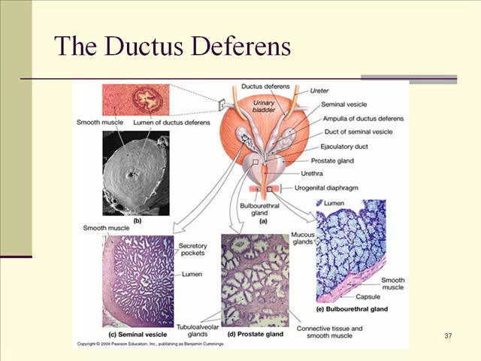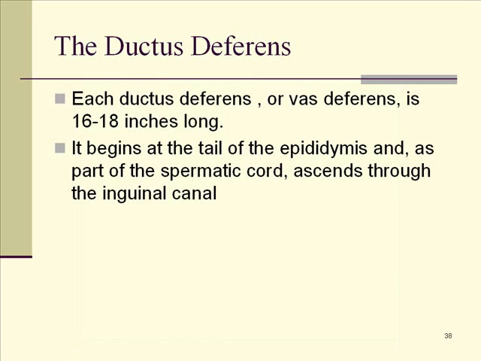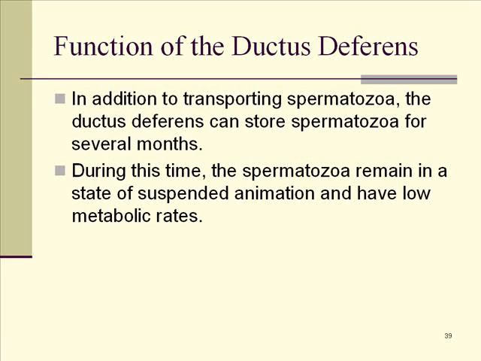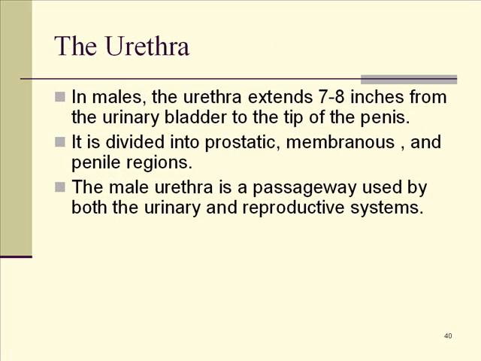procedure to work. Each ductus deferens, or vas deferens, is about 16 to 18 inches long and begins at the tail of the epididymis, then is a part of the spermatic cord, and ascends through the inguinal canal. The function of the ductus deferens, in addition to transporting spermatozoa, is that it can also store spermatozoa for several months. During this time, the spermatozoa remain in a state of suspended animation with a low metabolic rate, so their requirements are not that high, and they can be suspended in that area for a period of time. The urethra, we've already alluded to on several occasions.